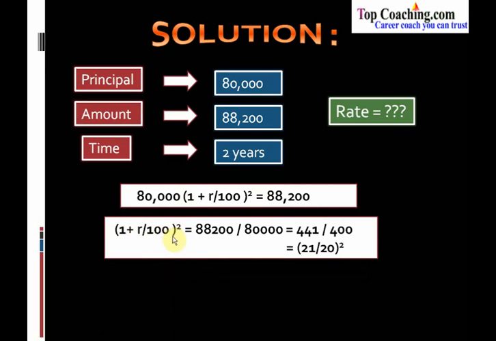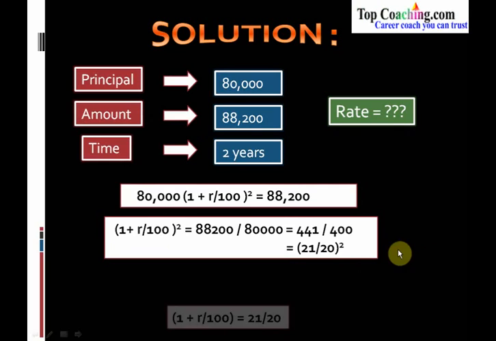This further becomes (1 + R/100)² = 88,200/80,000. This further becomes 441/400, and 441/400 can be written as (21/20)². So what we get? (1 + R/100)² = (21/20)².